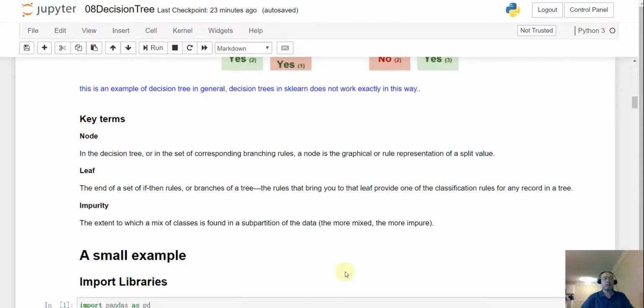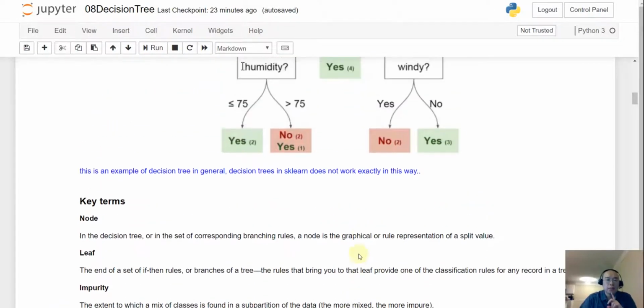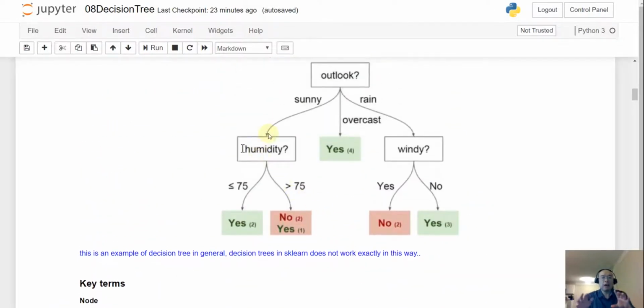So here are some of the key terms. For a decision tree, we are going to have a lot of nodes. Each node may have corresponding branching rules. For example, like this one, if we are on this node, we are going to check one attribute, and then it seems that we can have two or even three branches. In this case, we check one property, and then depending on the result, we will go down, and it will bring us down to another node or a leaf.